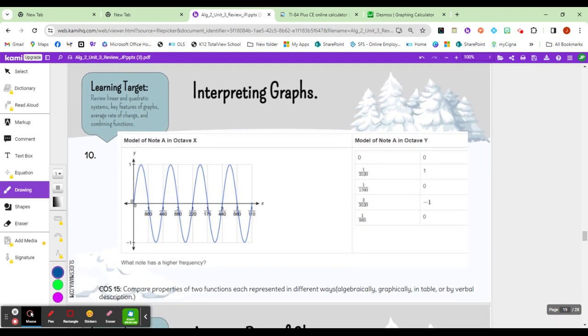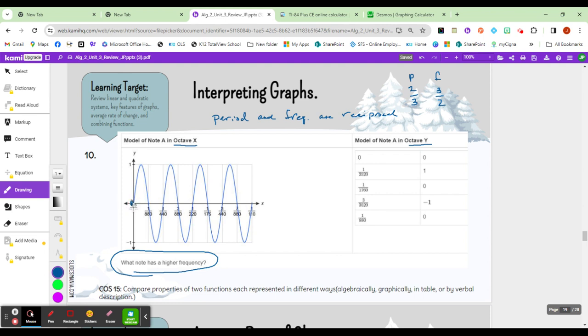This is asking us which note, note A at octave X or note A at octave Y, which one has, here's the question that's tiny down here, what is the frequency? This actually shouldn't be a review question from Unit 3 because it's from Unit 1, but I'm going to go ahead and speak about it anyway. We know that the period of a sinusoidal graph and frequency are reciprocals of each other. So if I have a period that's 2/3, then the frequency would be 3/2. We would just flip that over.